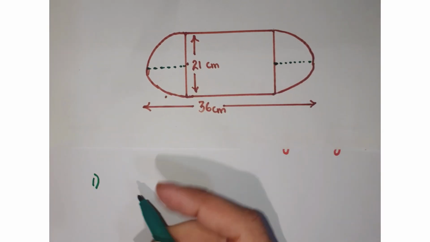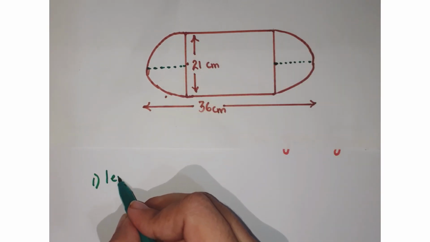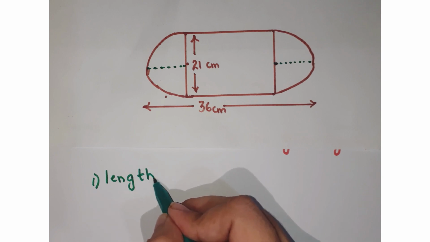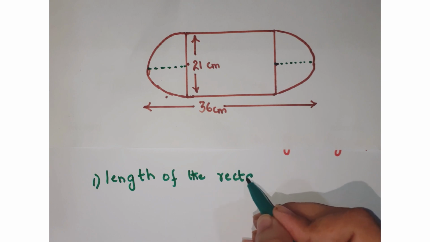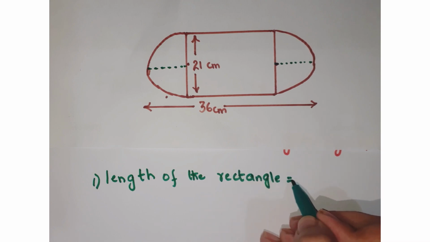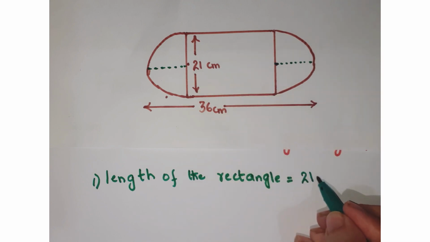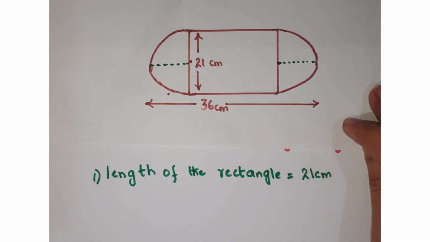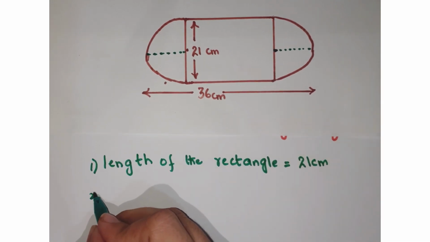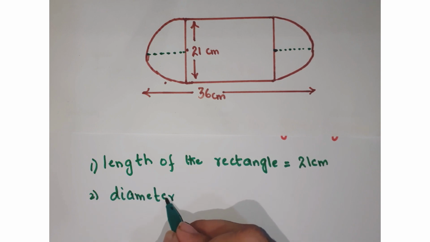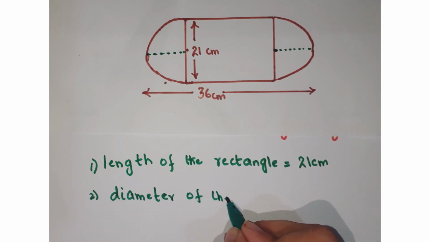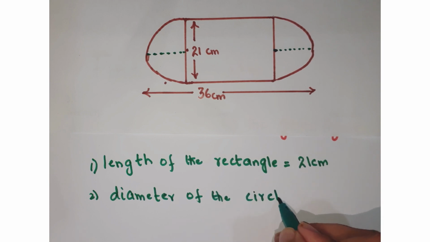Okay, so what is given? The length of the rectangle is given, that is equals to 21 centimeters, right? And second thing that is given is the diameter of the circle. Diameter of the circle is given as 21 centimeter, right?